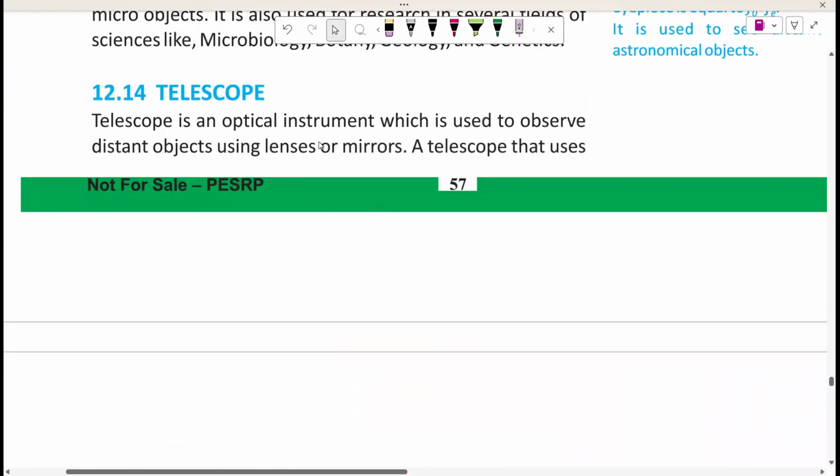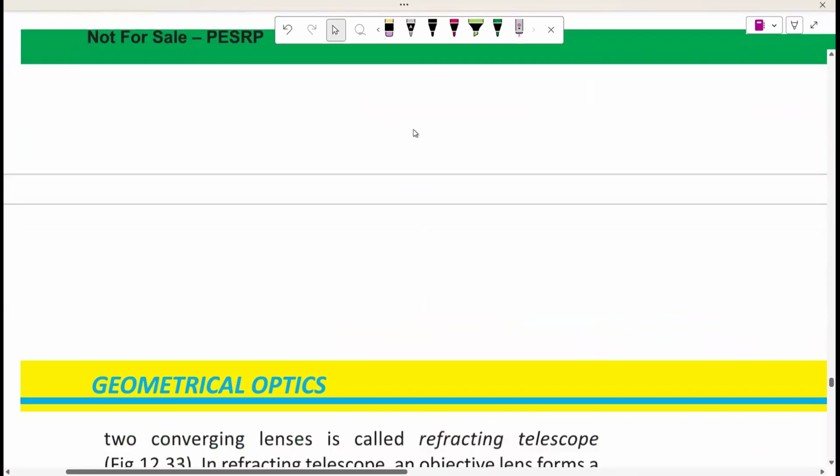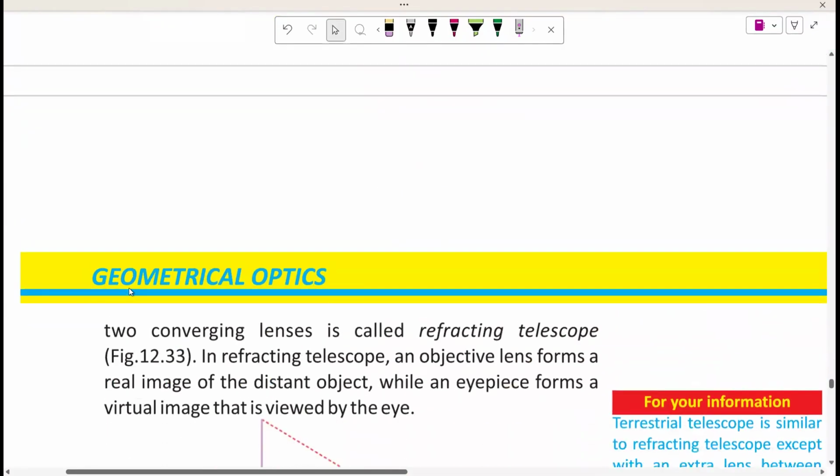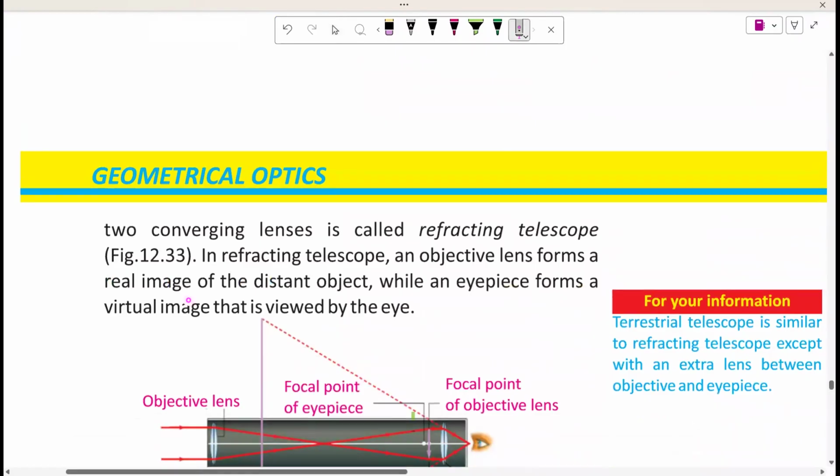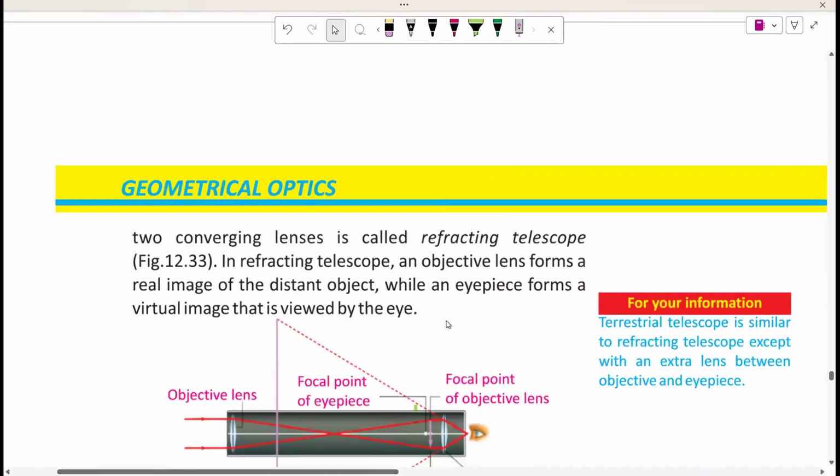Basically, a simple telescope is an instrument which is used to observe a distant object using lenses or mirrors. A telescope that uses two converging lenses is called a refracting telescope. In refracting, an objective lens forms a real image of the distant object while an eyepiece, which मैंने आपको बताया यहाँ पे, magnifies it.